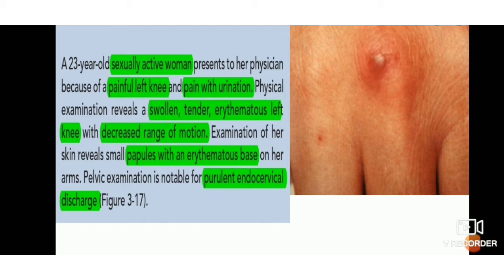And what is the organism? It is Neisseria gonorrhoeae, or Gonococcus. The type of arthritis here is septic arthritis, and at last we will see how to confirm what type of arthritis this is.